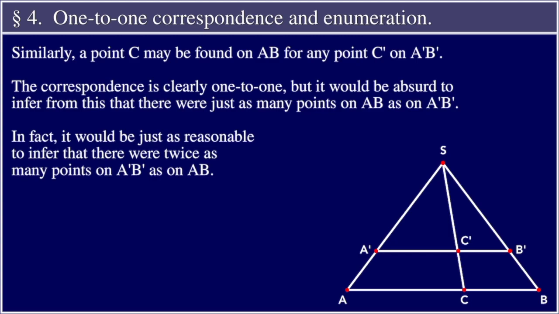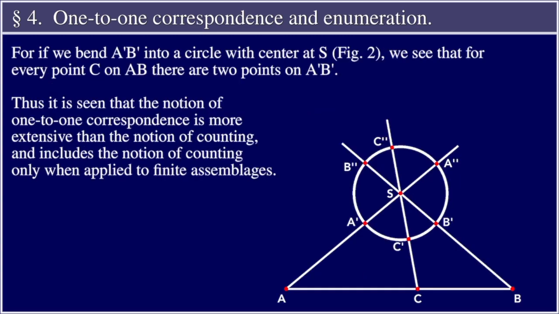on AB. For if we bend A'B' into a circle with center at S, we see that for every point C on AB, there are 2 points on A'B'. Thus, it is seen that the notion of one-to-one correspondence is more extensive than the notion of counting and includes the notion of counting only when applied to finite assemblages.